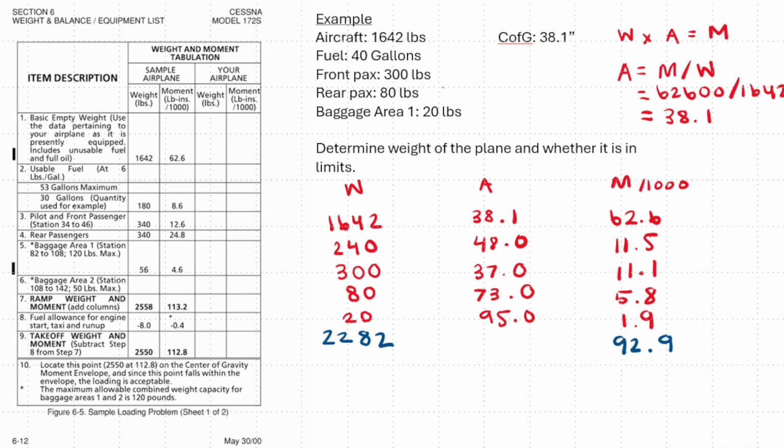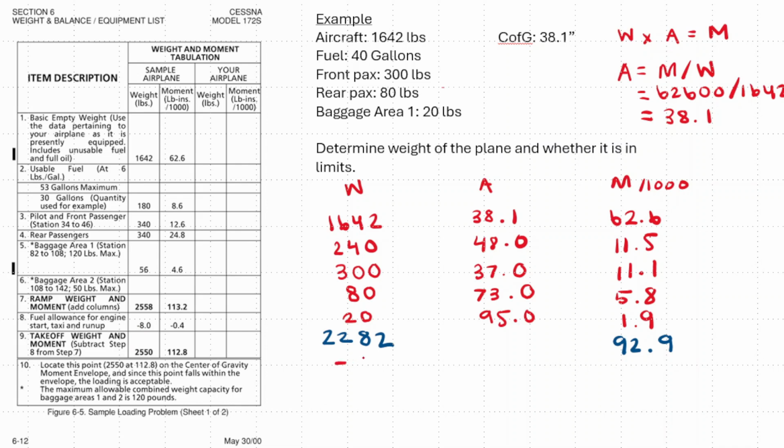And then what you see here is subtracting 8 pounds and 0.4 for the moment. And if you divide 8 by 6, you'll find that this is just telling you you're losing about a gallon for start, taxi, and run up. So they're just trying to take that off of the weight and balance so you can see how much you weigh for takeoff. So let's do that too.